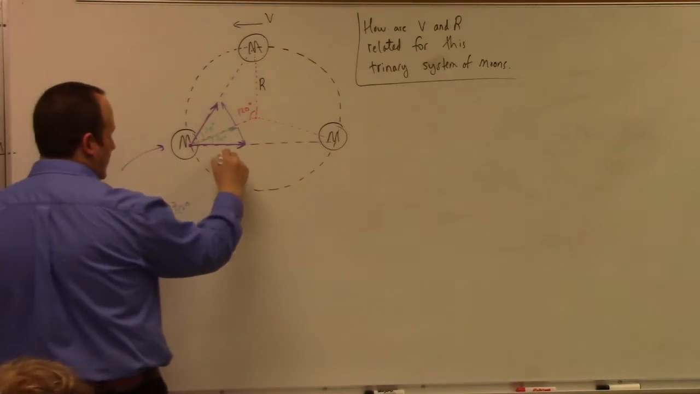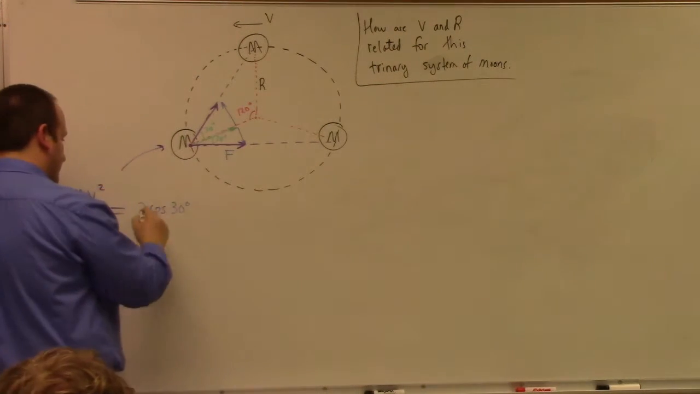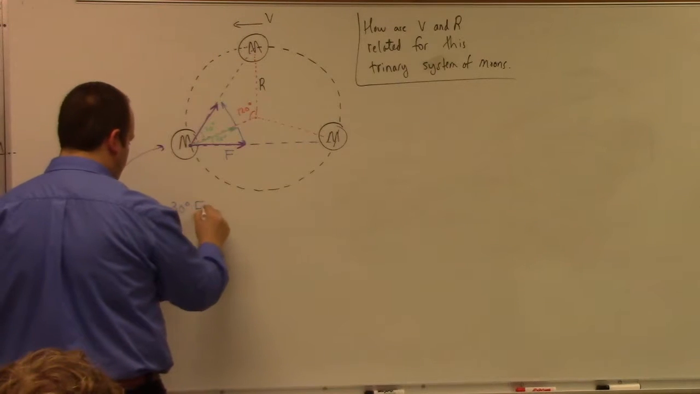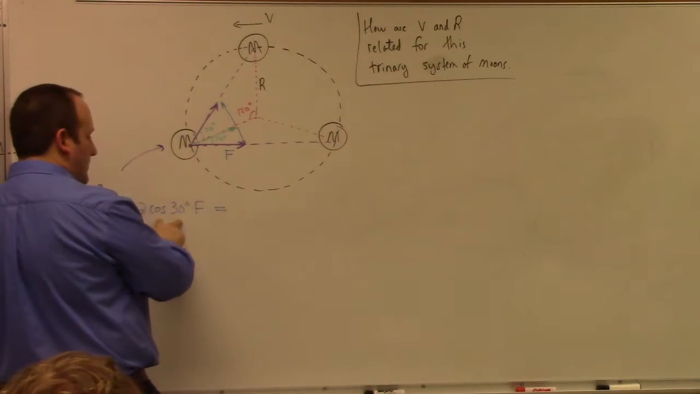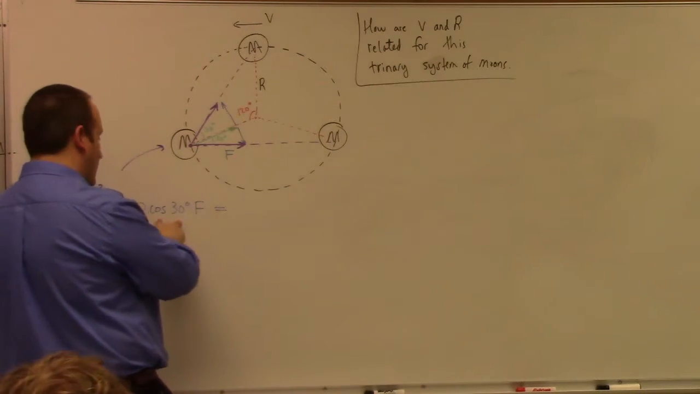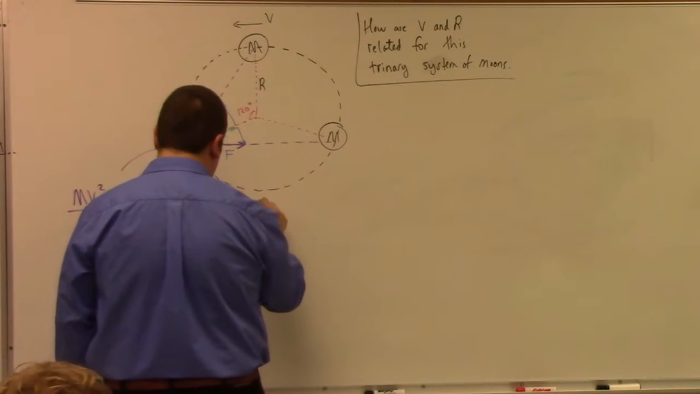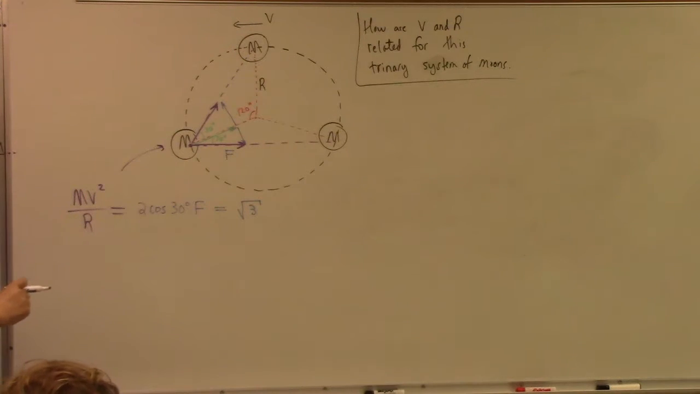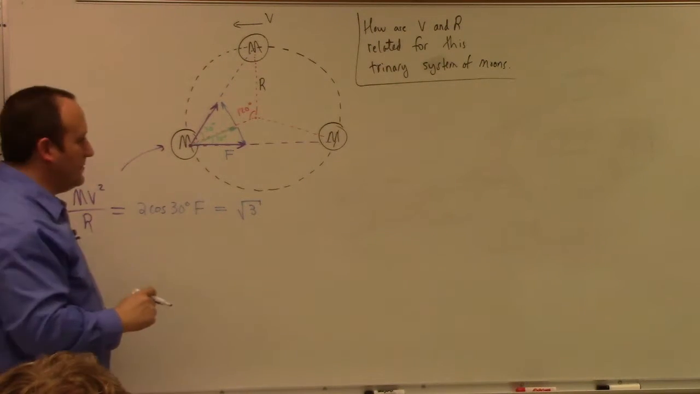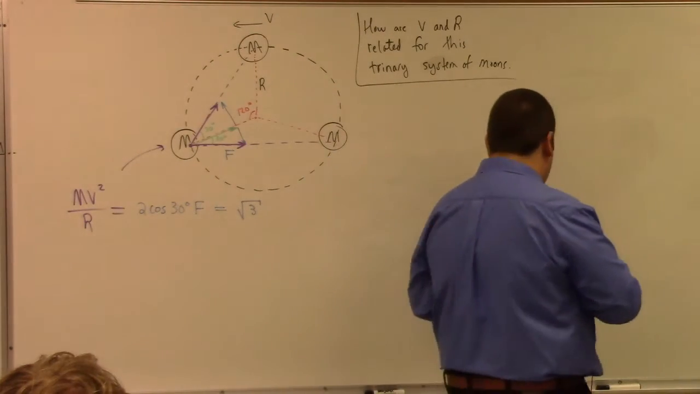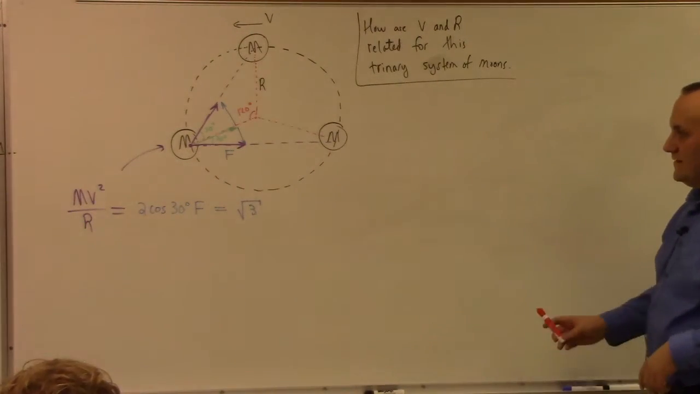times the magnitude of this force, whatever that is. Cosine of 30 degrees is what? Root 3 over 2. Thank you. So that's the square root of 3 times the force. Cosine of 30 is not a half. Cosine of 30 is like 0.86, and so on.